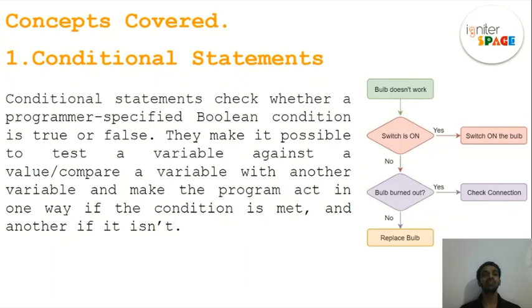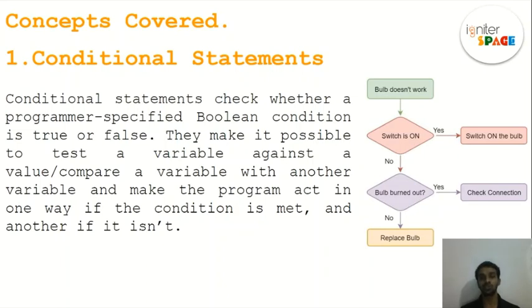Now the concept that we are learning in today's lesson, one is the conditional statement. The explanation here says a conditional statement checks whether a program-specified boolean condition is true or false. We don't know about boolean conditions, no? If you know, that is good. As an example, on the right side you can see the top says the bulb doesn't work. What should we do? We check whether the switch is on.